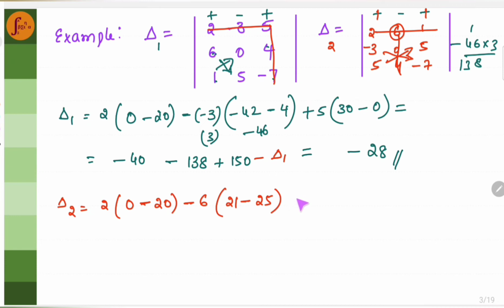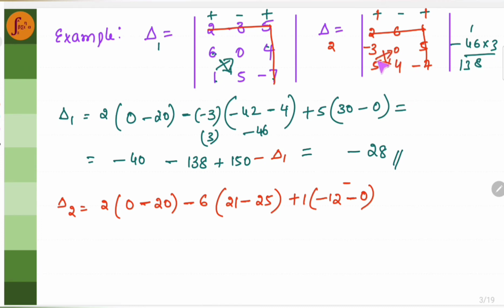Now we'll go with the next element, which is plus, because there is plus here. Plus 1 into, we'll ignore this particular row and this column because we're going to take the third element. It is plus 1 into, cross multiply 3 into 4, it's minus 12, minus 5 into 0, which is 0. So always remember to put minus in between. Multiply, subtract, multiply.